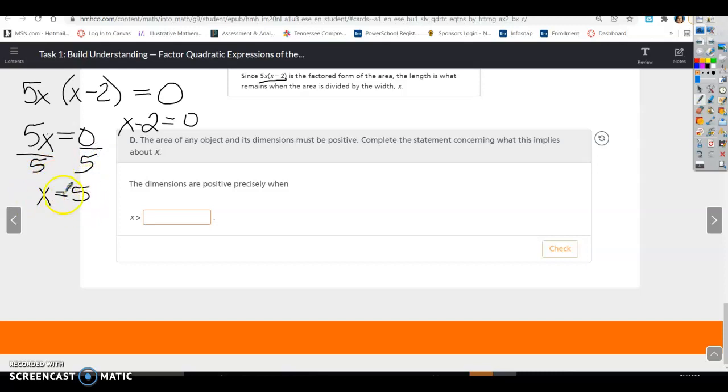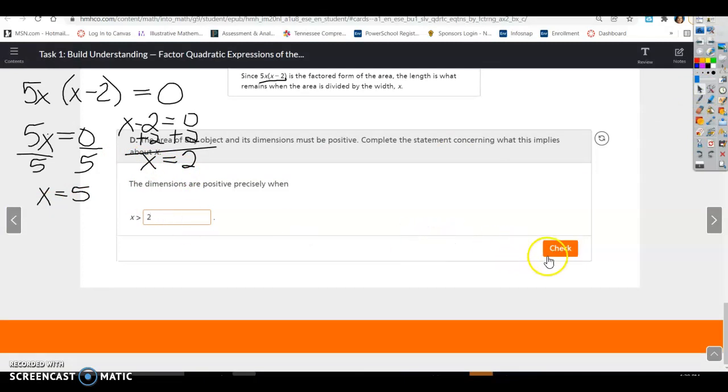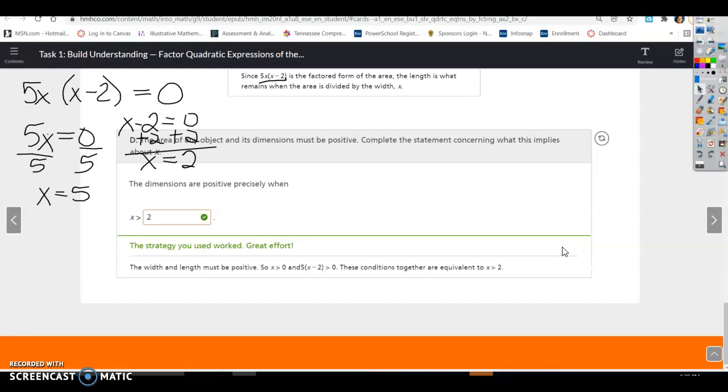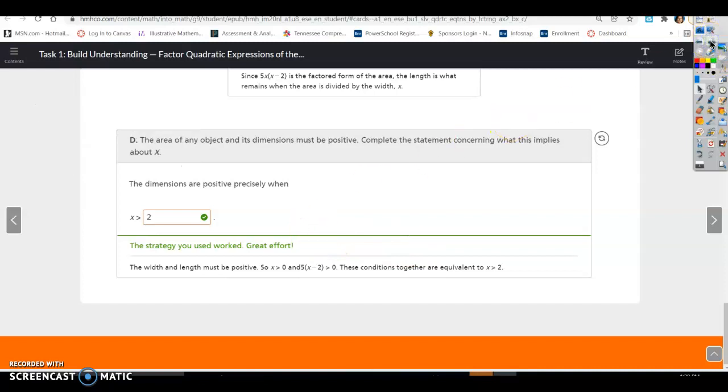all right, so x equals 5, that's fine. And x equals 2. So 2 is smaller than 5, so we're going to say the dimensions are positive when x is greater than 2. So if you have anything less than 2, it's not going to be greater than that. So these conditions work because, again, we want the length and the width to be positive. All right, if you have any questions, let me know.